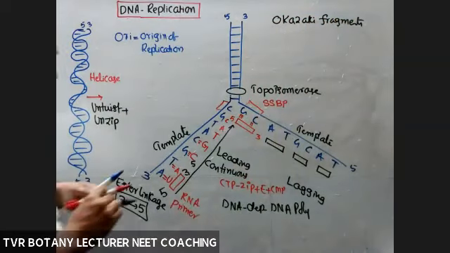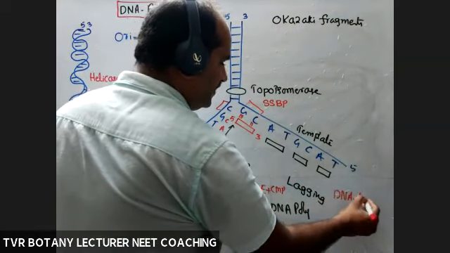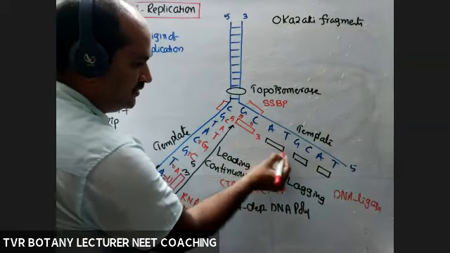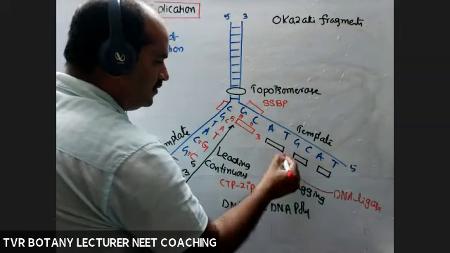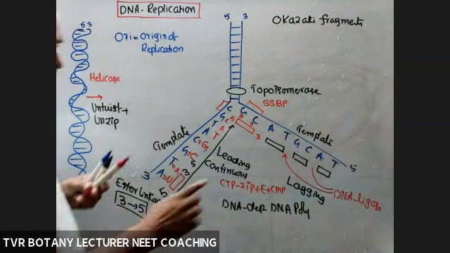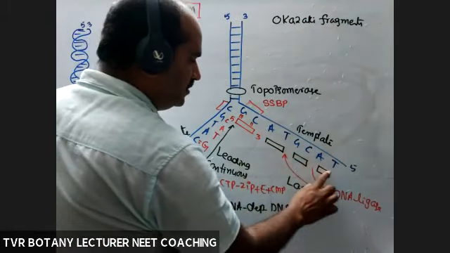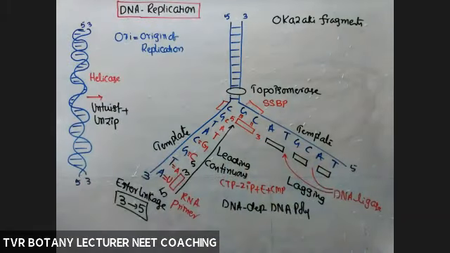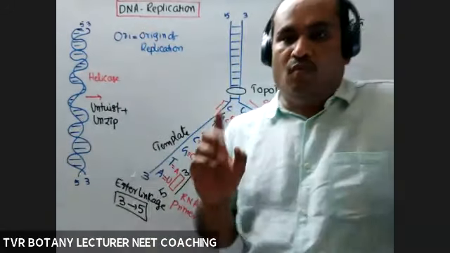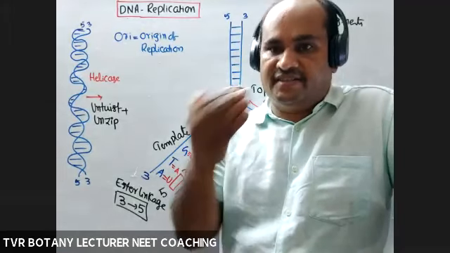Okay, so now DNA ligase. DNA ligase is able to link all these fragments. Establishment of an ester bond between the fragments converts them into a continuous strand. Okay, so here one strand is continuously produced, the other new strand is discontinuously produced.